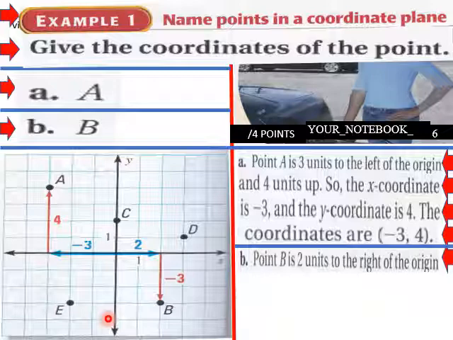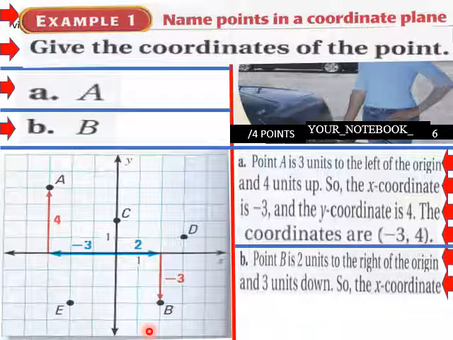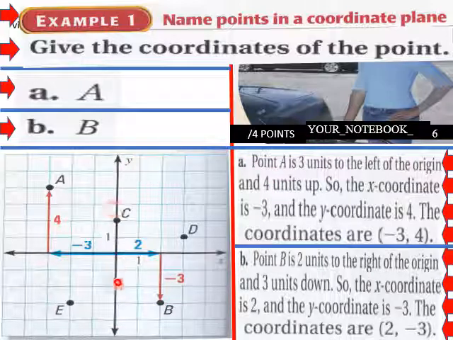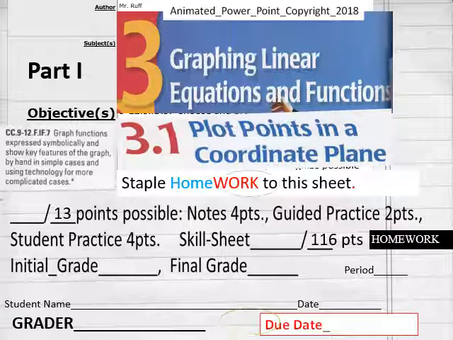And then for point B, which is down here, point B is 2 units to the right, so it would be 2, and 3 units down, so the y coordinate is -3. The ordered pair, the coordinates, are 2, -3 for point B. This goes in your notebook. You should sketch this real quick and then plot these points. Sketch them in. And now we're going to go into the homework for 3.1, part 1.